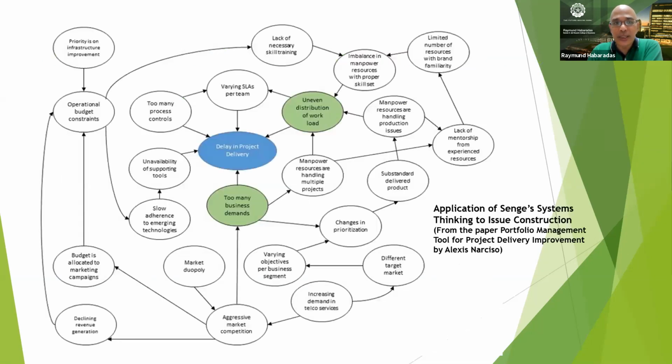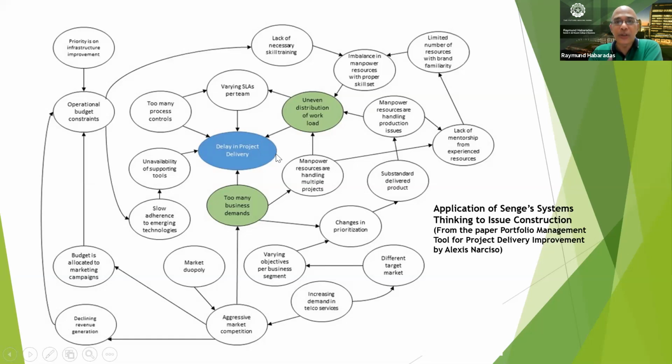Now, this is an example of a systems map. Okay, this was done by my advisee, Alexis Narciso, about 3 years ago. So here you can see that there are different nodes and that there are different arrows. This is something that you will do, by the way, later. So initially, this is what he identified. There is a delay in project delivery. So this was the issue that he initially identified.